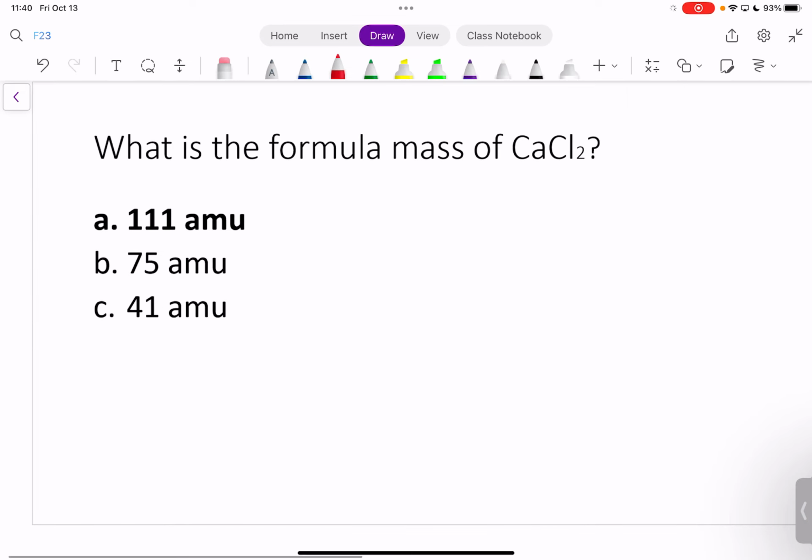Sound good? Okay. Whenever I ask for the formula mass, a trick, because sometimes that term can be confusing for students, is that what I'm looking for is the mass of my formula. And when I say formula, I'm talking about something like that, or H2O, or NaCl.